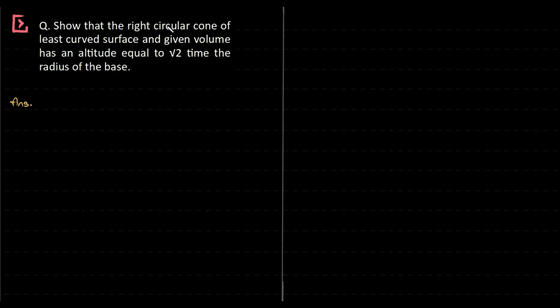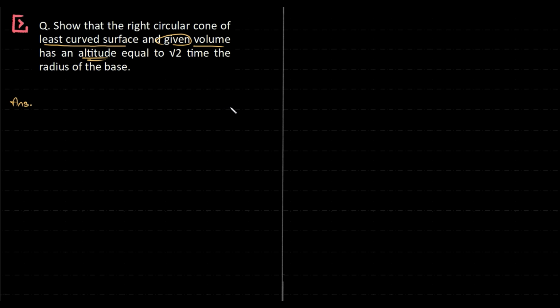Show that the right circular cone of the least curved surface area and the given volume has an altitude equal to root 2 times the radius of the base. So first thing first, we need a diagram.